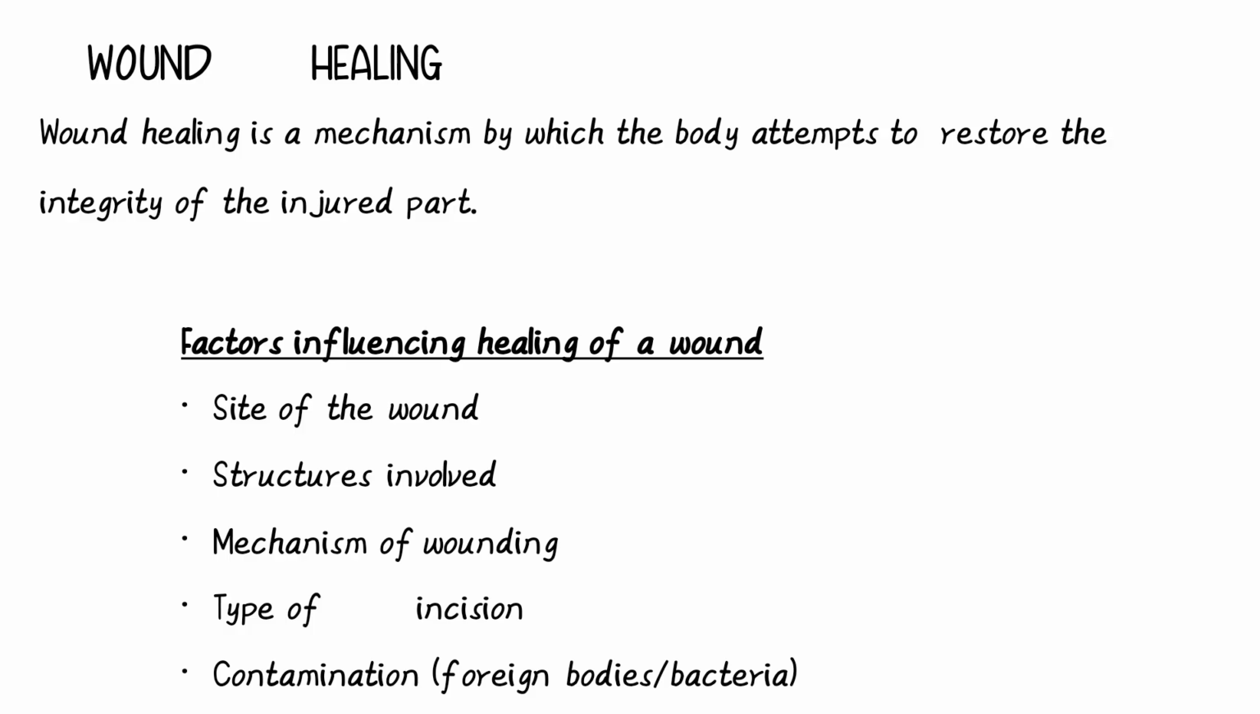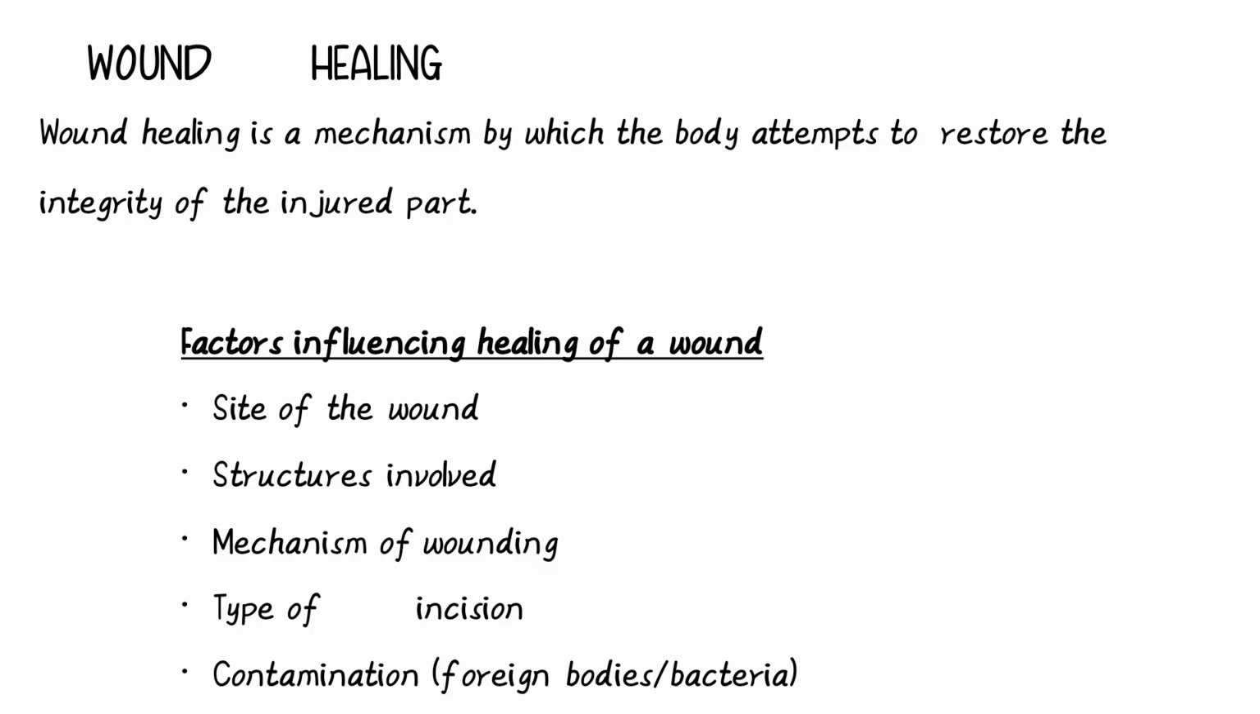For wound healing, you ought to know that it is always a mechanism by which the body attempts to restore the integrity of the injured part. That means there is a part that is already injured, so the body attempts to restore its integrity. At this point, we term it wound healing. So what are the possible factors that might influence wound healing? In other terms, we are looking at what things might make wound healing go at a faster rate or progress at a slower rate.